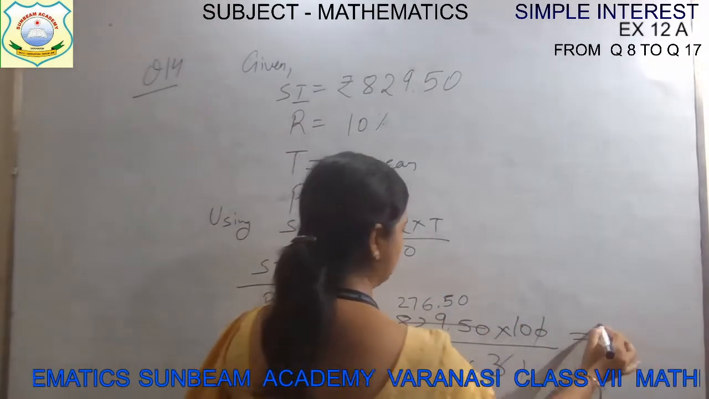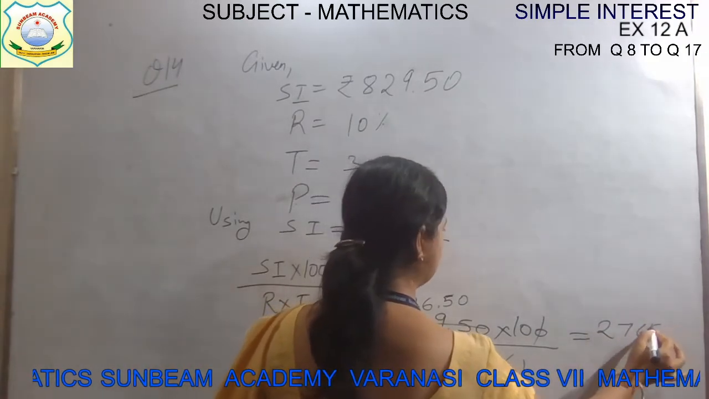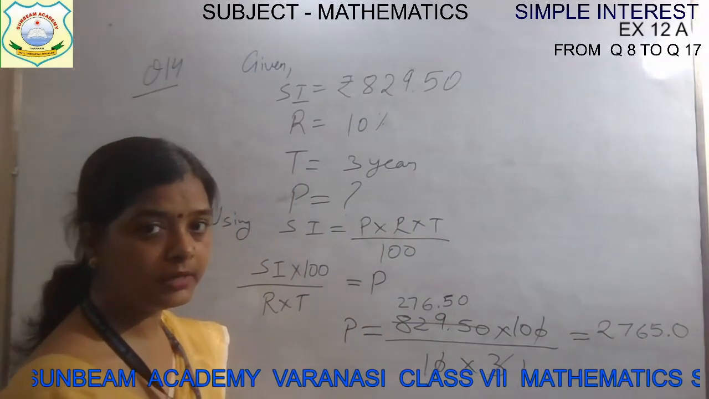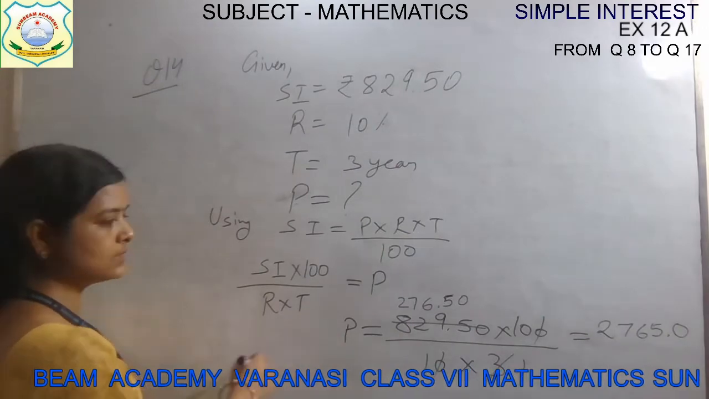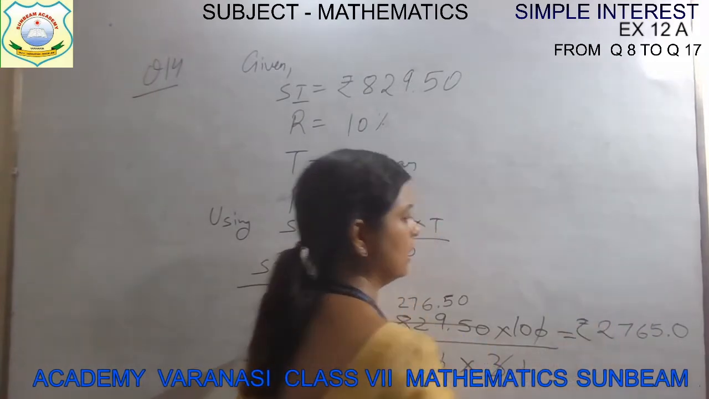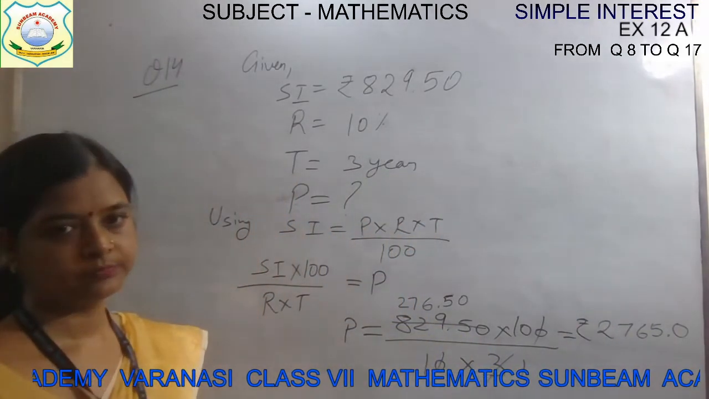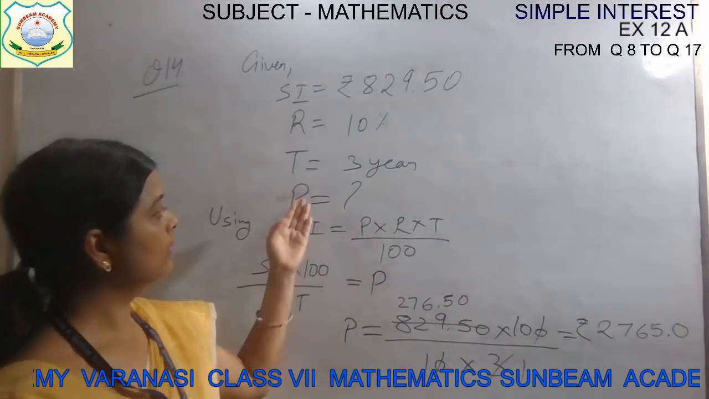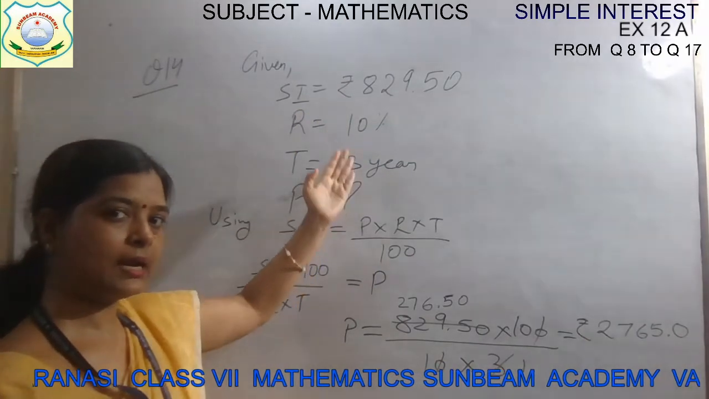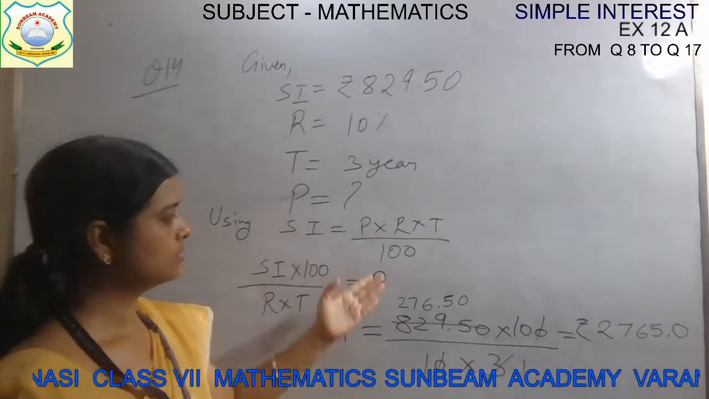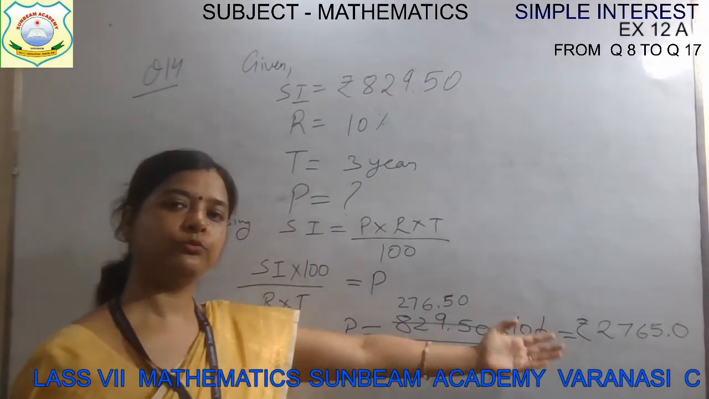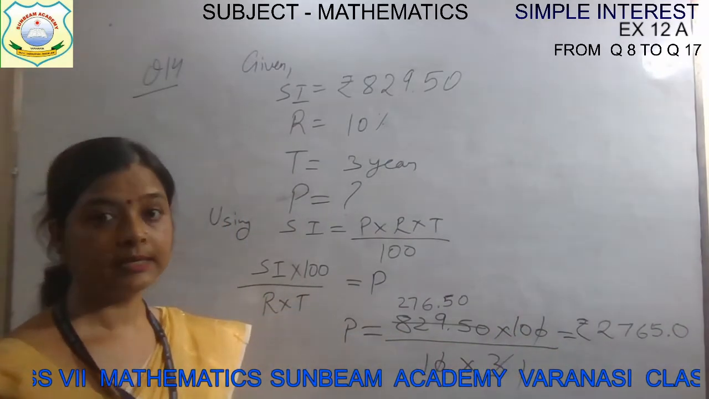So the answer will be 2765.0. What? Rupees. So hence the principal money is how much, children? It is in rupees 2765. Clear? You have to find the sum on which the simple interest is this for 3 years at 10% per annum. So segregate the principal on one side and other terms on the other side, and then put the values to find the principal. I think it is clear.